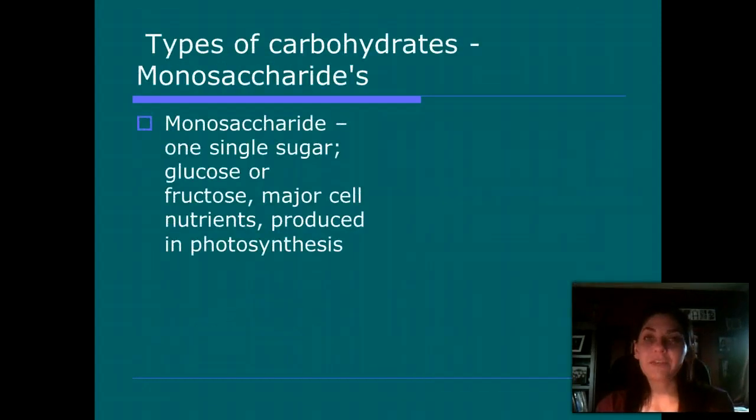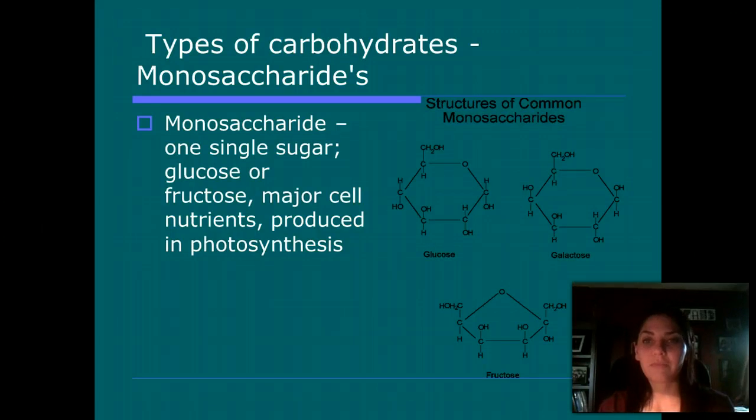So there are many different types of carbohydrates. We have monosaccharides, again meaning one sugar. Examples of monosaccharides are glucose and fructose, and these are major cell nutrients, and they're produced through the process of photosynthesis. So structures of common monosaccharides, we have glucose right here, we have galactose, and we have fructose.